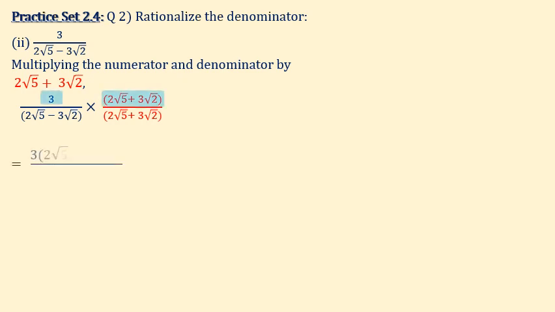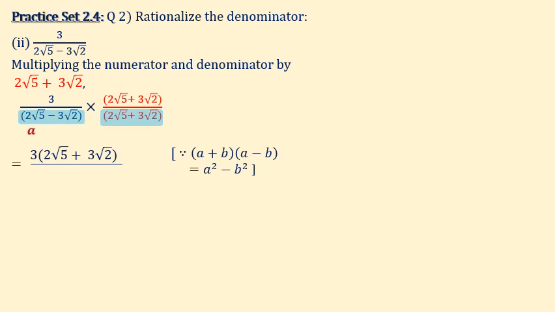On multiplying the numerators, we get 3 into 2 root 5 plus 3 root 2. To multiply the denominators, that is 2 root 5 minus 3 root 2 and 2 root 5 plus 3 root 2, we use the identity a plus b into a minus b, which is equal to a square minus b square. Here a is 2 root 5 and b is 3 root 2. So it can be simplified as a square, that is 2 root 5 whole square, minus b square, that is 3 root 2 whole square.